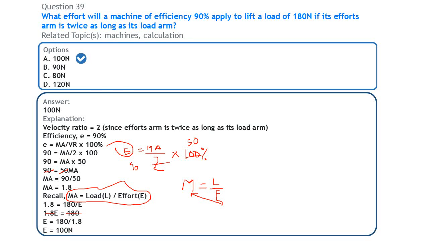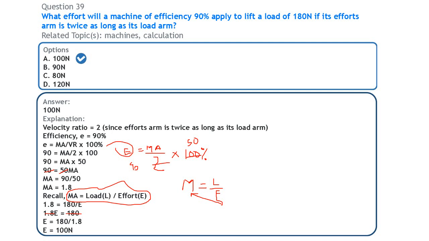By 90. So when you divide both sides by 90, we are going to have what? MA to be equal to 90 divided by 50. So the mechanical advantage is equal to 1.8. Okay, 1.8. So we can now go back to using this formula that we have here.